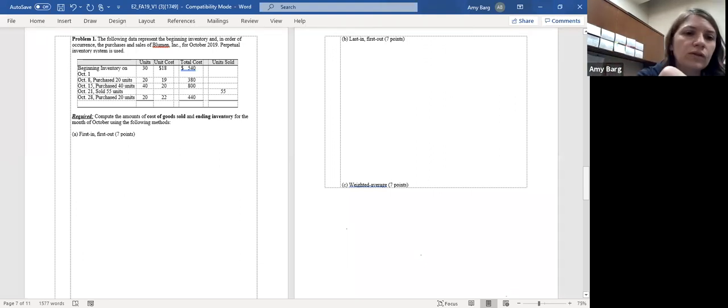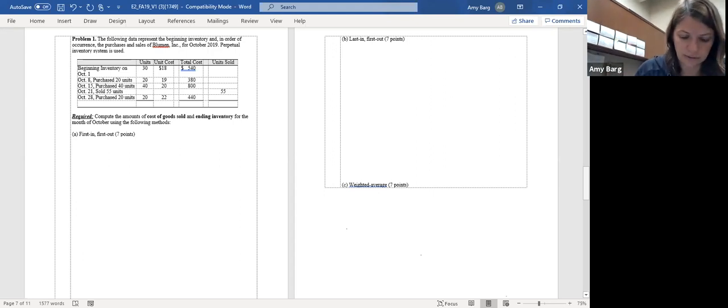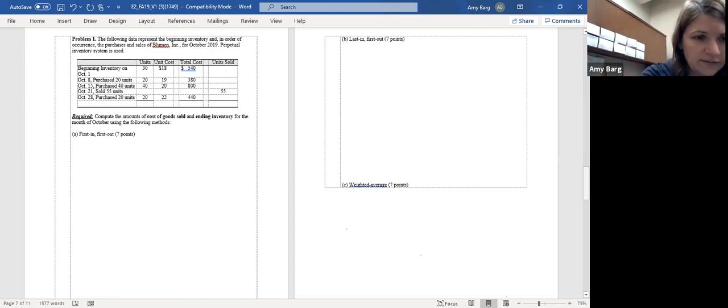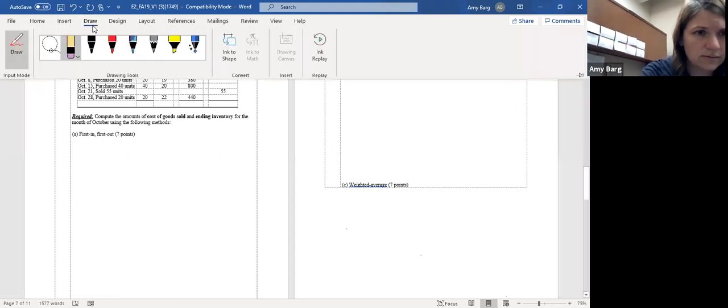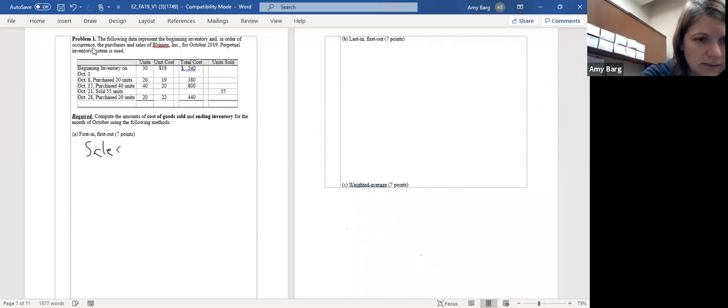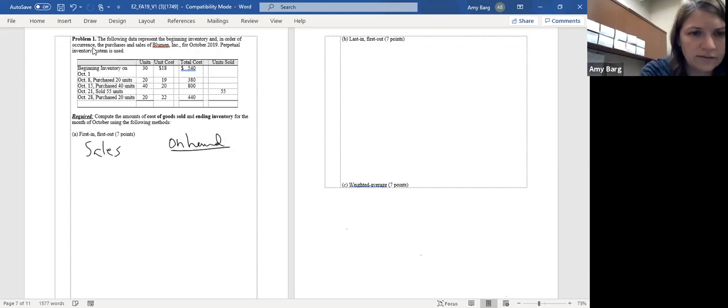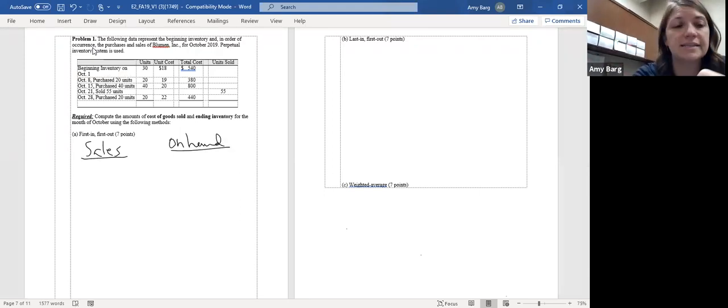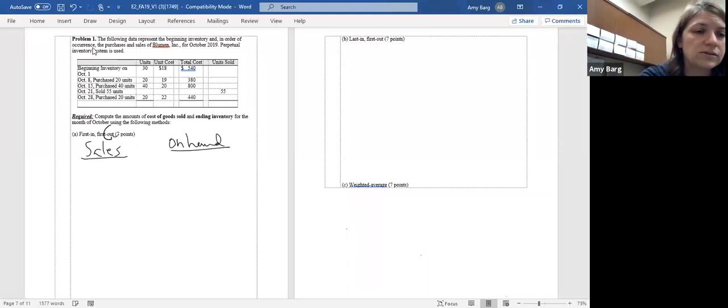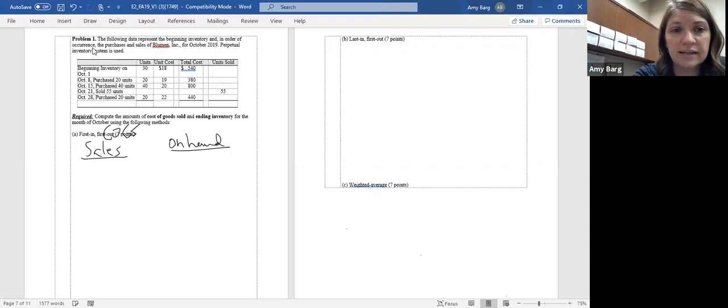So the first one we're going to do is FIFO, first in, first out. And we are going to organize our information like this. We're going to say that we have sales, and we're going to have the on-hand stuff over here. So sales, at the end of the day, is what your cost of goods sold is, and what you have on hand is your inventory. So this is going to end up being your ending inventory.